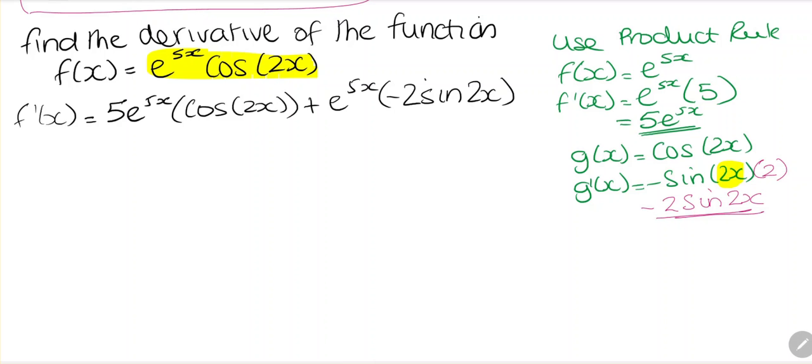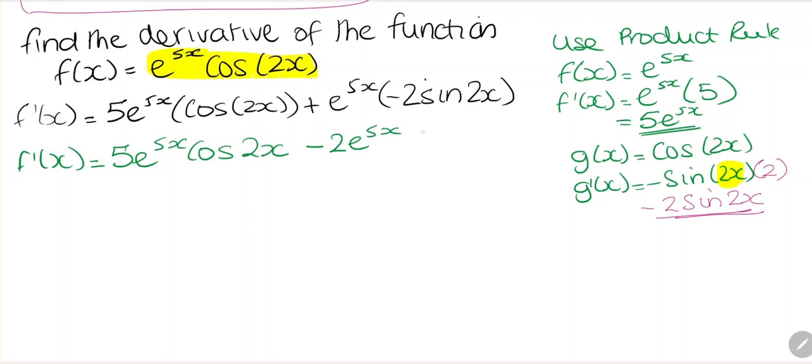So if we look at our function, do we have anything we can simplify? We've already written our 2 in front, so we could write it as minus 2e. So let's just do that. So 5e to the 5x cosine of 2x, and we can make our minus 2, so minus 2e to the 5x sine of 2x.